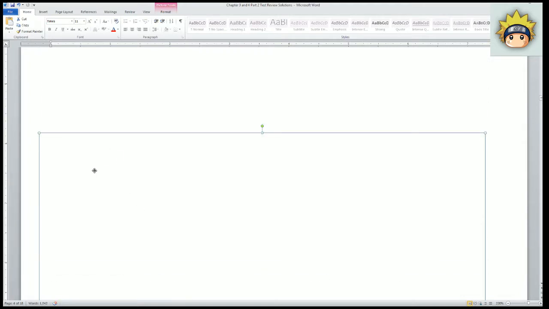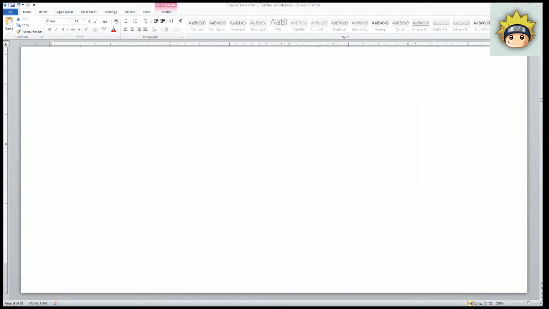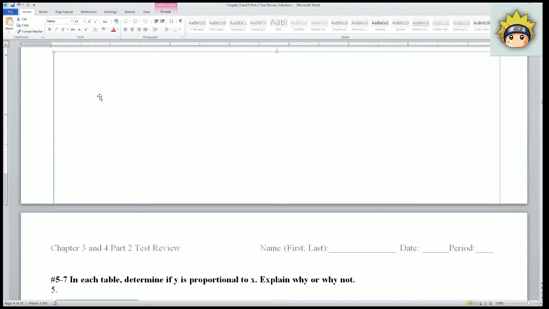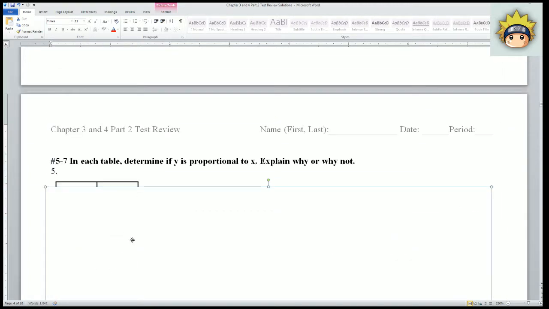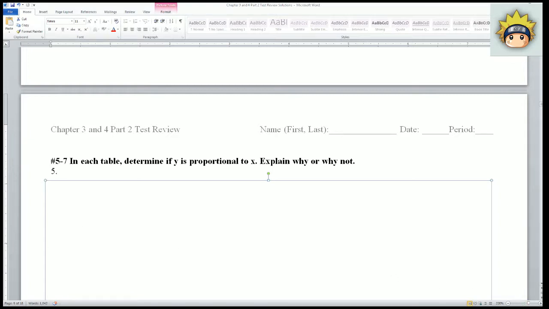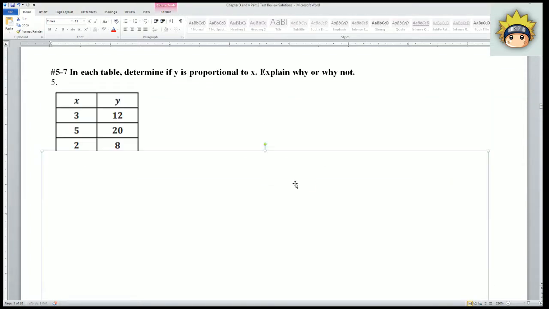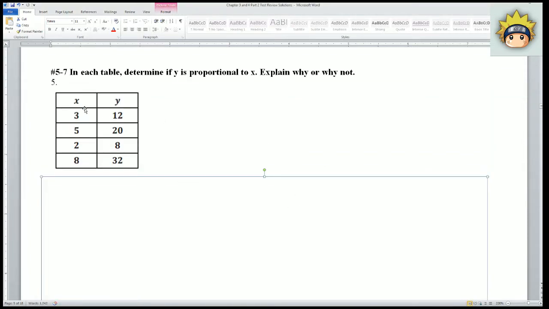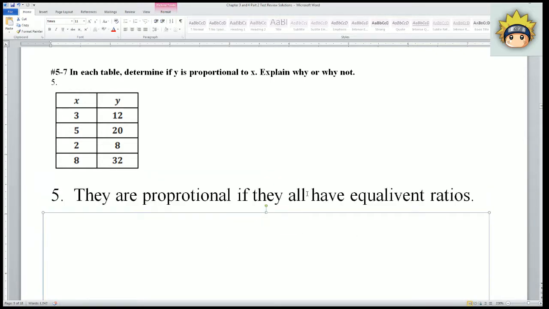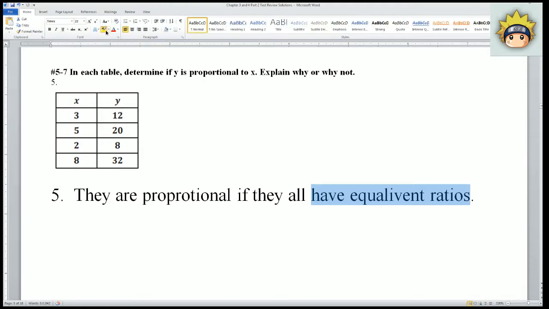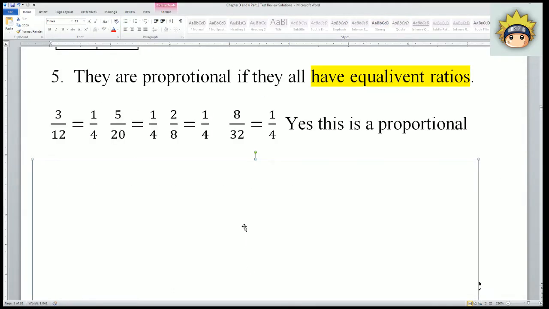And we have 3 more problems. I think this is 5, 6, and 7. So 5, 6, and 7 ask us to determine if y is proportional to x. Explain why or why not. Here is the chart. To see if it's proportional, they have to have the same equivalent ratios. Let's find all the equivalent ratios.